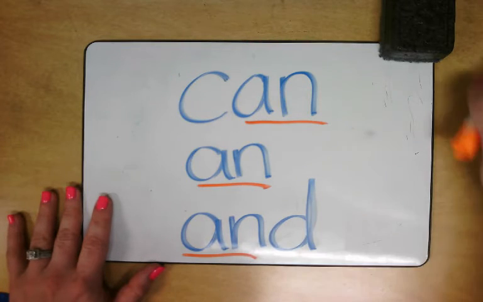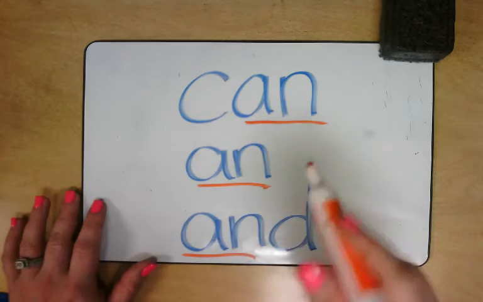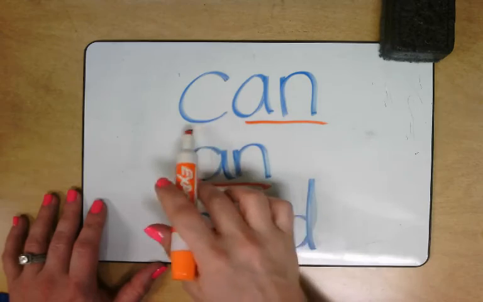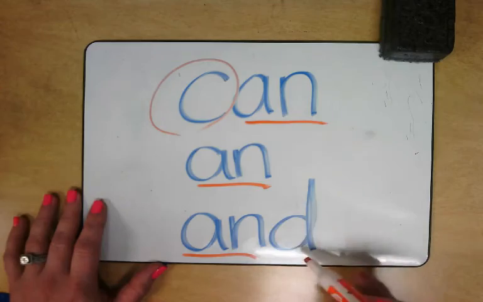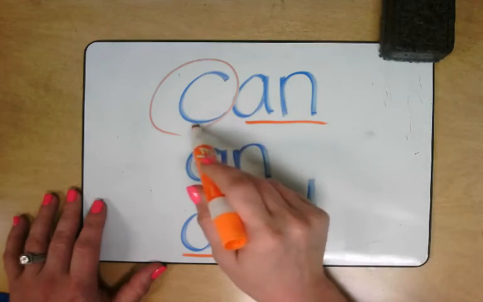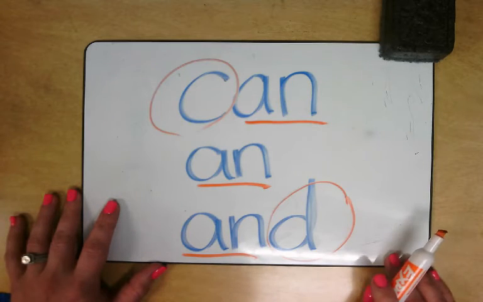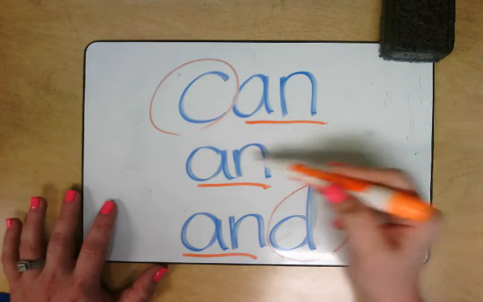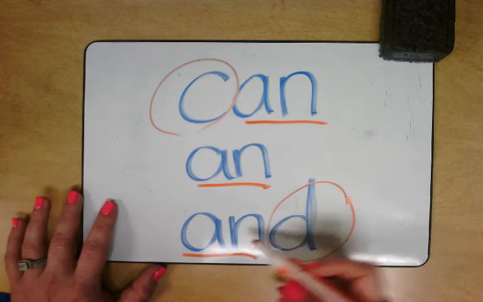How are they different? Well, they're not all spelled the same. Do they all have all the same letters? Nope, they do not. Right here, that has a C at the beginning. There is no C in this word or this word. This word starts with a C, and this word ends with a D, so that's one way they are different. And also, even though each word has an in it, can ends with an, but and starts with an.